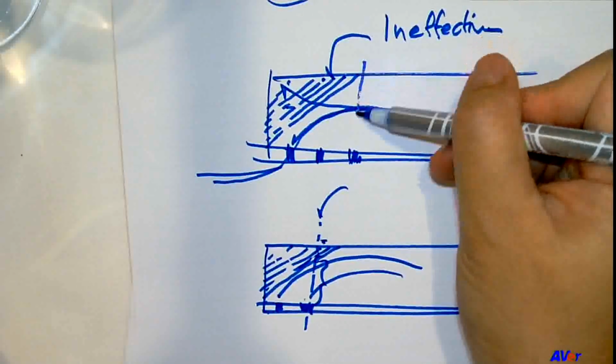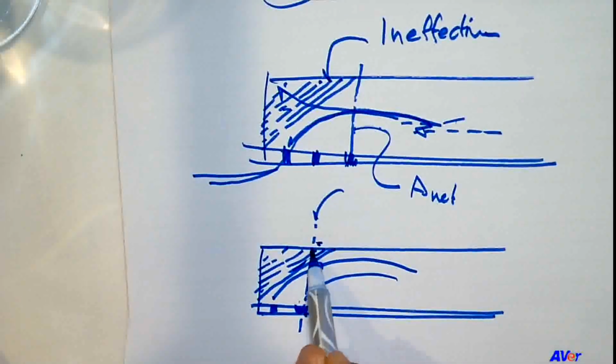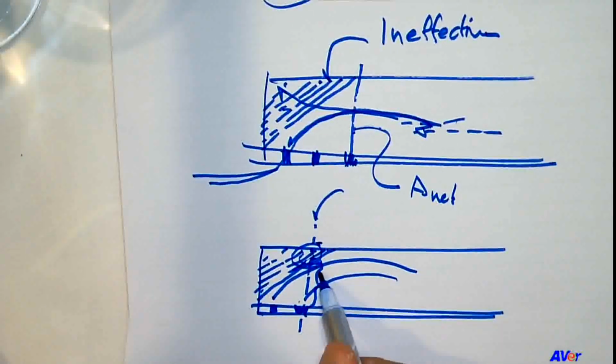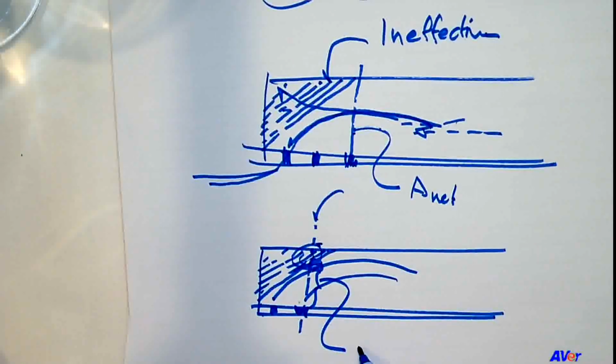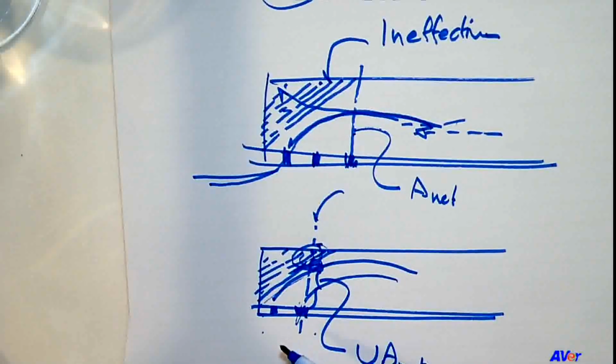If the rupture occurs here, maybe this is the A net, right? But this is no longer the A net because there's this area that becomes ineffective. So you are left with that area. So therefore this is UA net. So it makes sense. And it occurs when you have a short connection, and therefore the ineffective area just creeps into the area where the rupture may occur. And therefore, you don't have the entire net area to take care of the force when the rupture occurs.